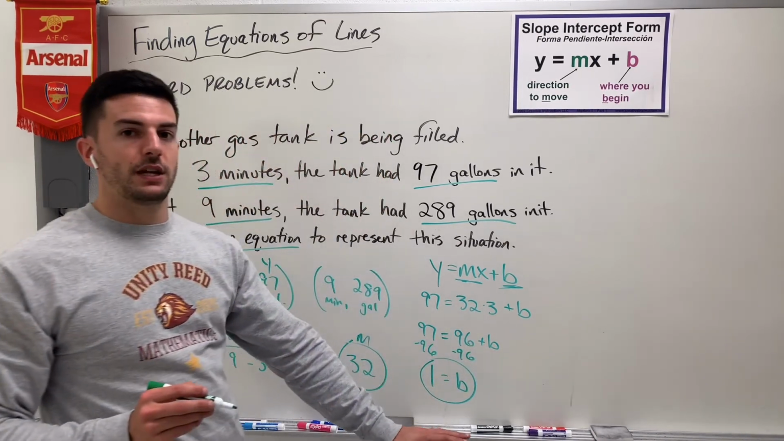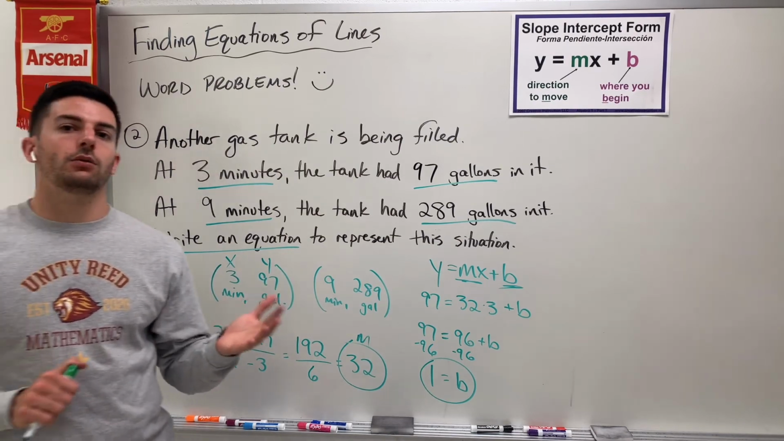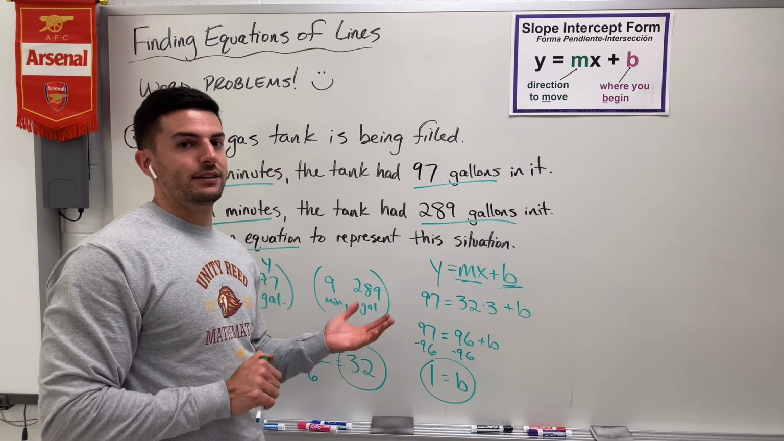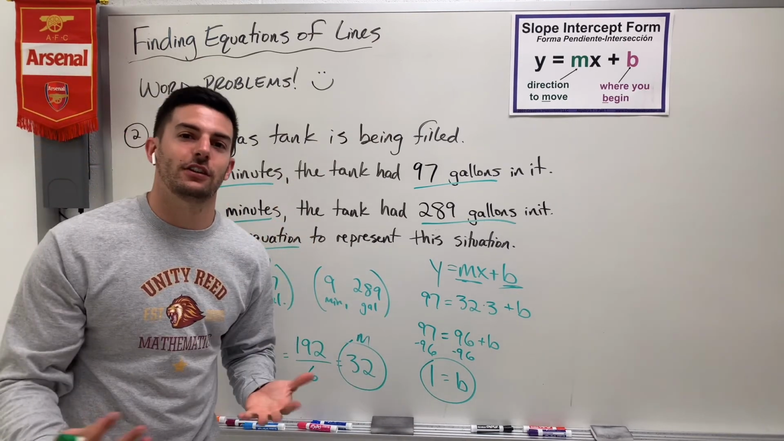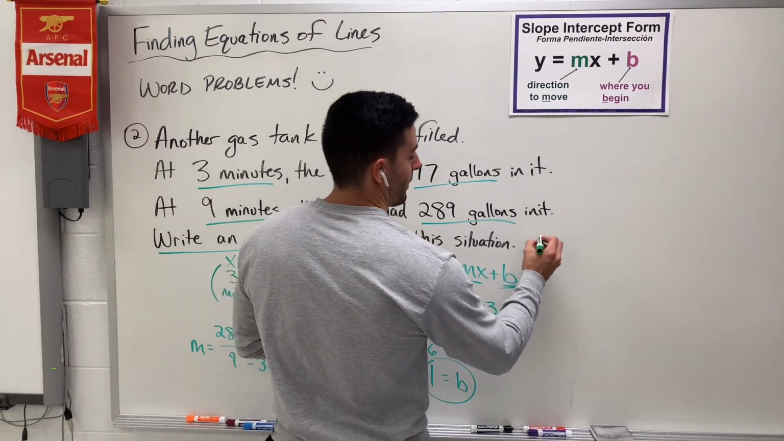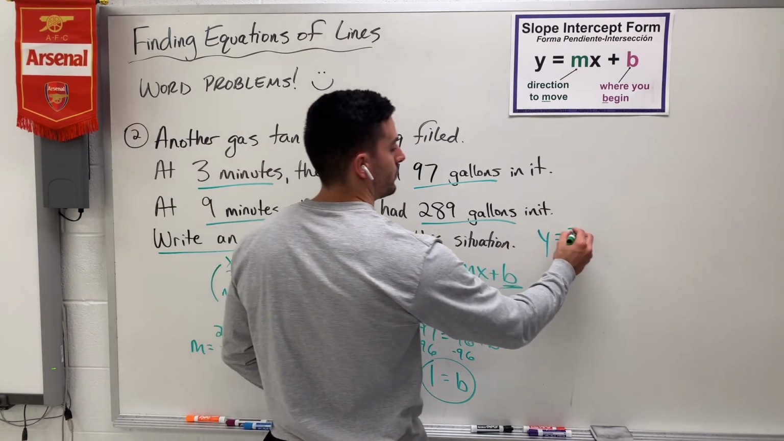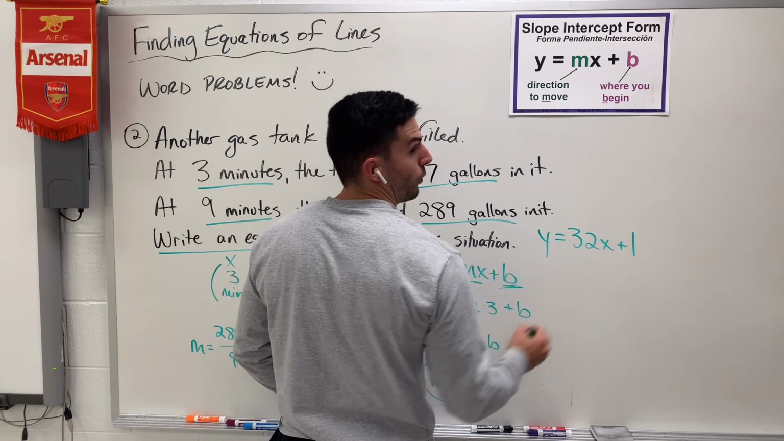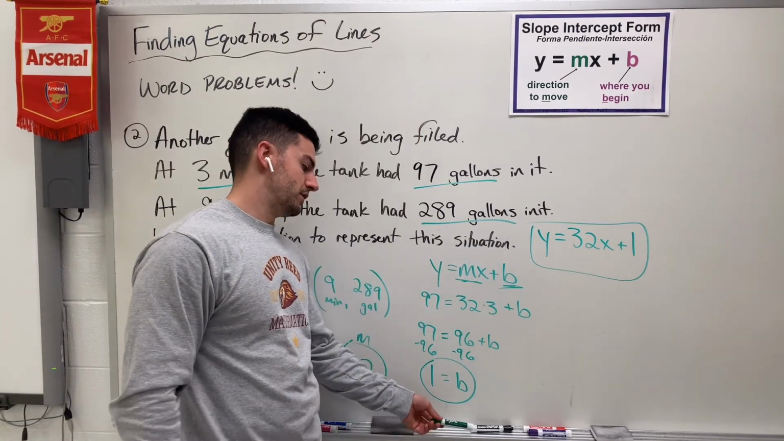And again, what does that mean? Tying that to the situation here, we're filling up this tank with gas, and the b value would represent a starting amount. So that's saying that there was 1 gallon in the tank to start with. So thank goodness they're filling it because it was almost empty, and that'd be terrible. Okay, so anyway, my final equation is y equals m times x, so 32 times x plus my b value, 1. Okay, 32x plus 1 is my slope-intercept equation.